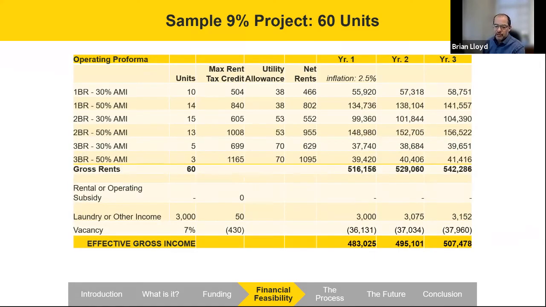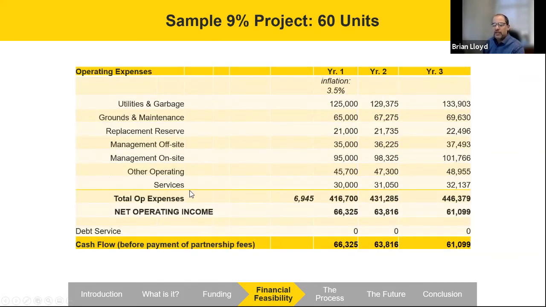So this is an operating pro forma, and basically just lays out your rents, how many units you have at the different bedroom size and AMI targets, and the rent levels from your rental chart. Take out the utility allowance, and you get your net rents. Then the operating expenses on this side, in this case, leaving a net operating income of $66,000 in year one. Well, that's great, $66,000 of positive cash flow, good deal.